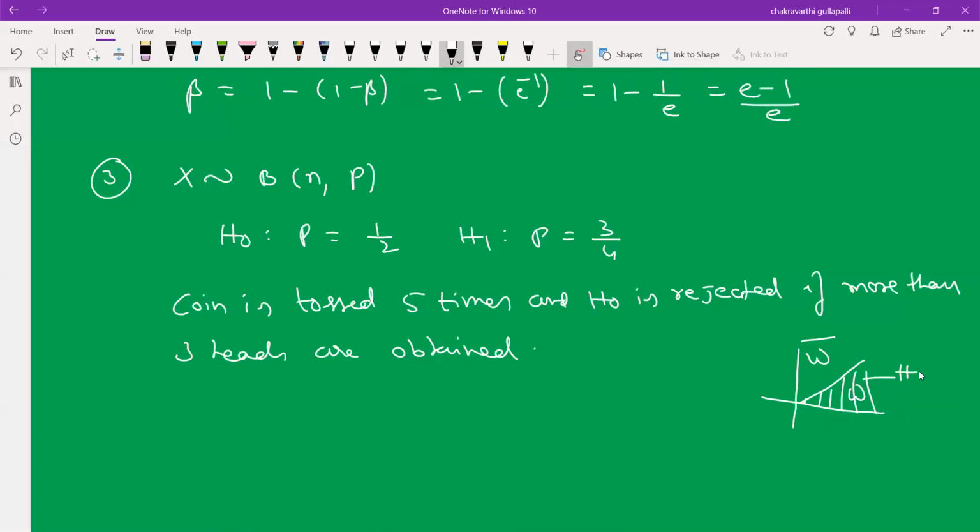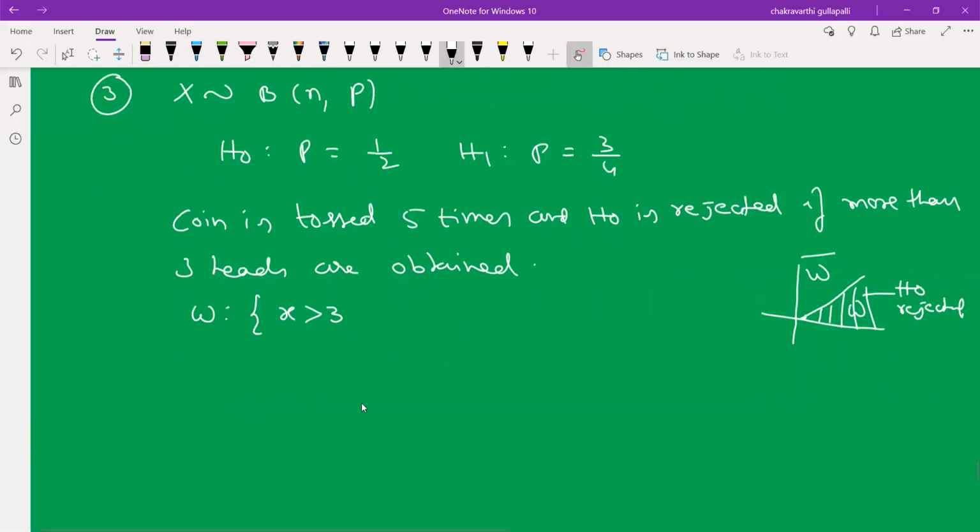In this case, H naught is rejected. To remember one point here, in the given problem, H naught is rejected based on the condition that is the critical region. Now, using this statement, we have to prepare the condition critical region. Now, X is called number of heads. X greater than 3, that is critical region. X greater than 3 is W. W bar is X less than or equal to 3. In this case, either W bar can be used to find out our requirements alpha, beta like this.